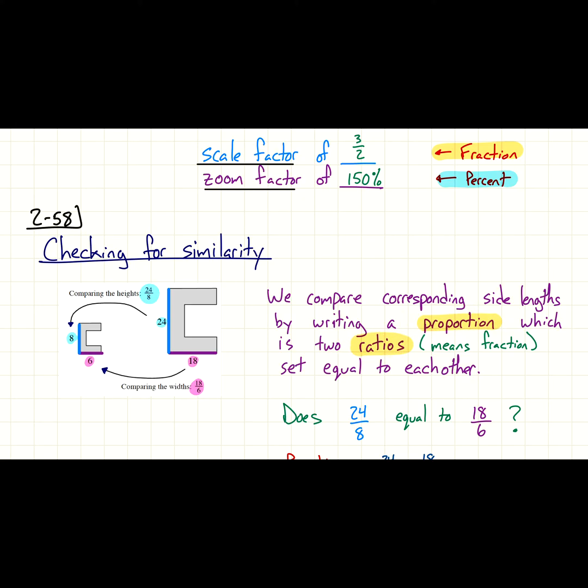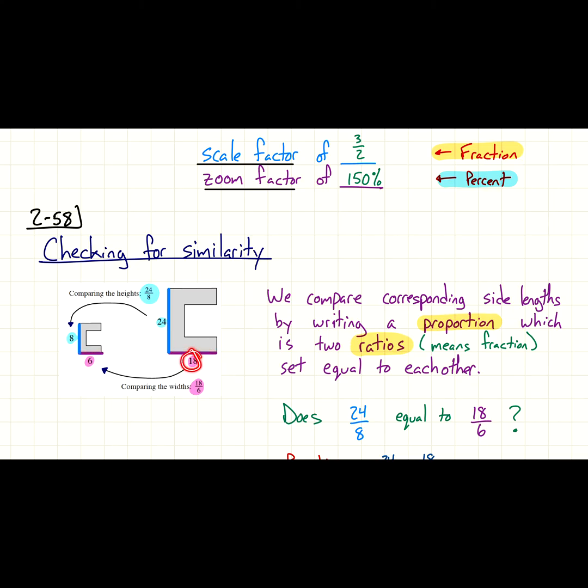All right, so looking at our two shapes, I have some measurements. We have 24 and we have an 18. We have an 8 and a 6. And so what we're going to do is compare the heights. So the heights of both of them, these would be corresponding sides because they're in the same location. So I'm going to compare 24 and 8, and I compare them by writing a fraction, 24 over 8. And then I want to compare not the heights, but maybe the widths. These are also corresponding because they're in the same location. They're both at the bottom. So that's what we call corresponding sides.